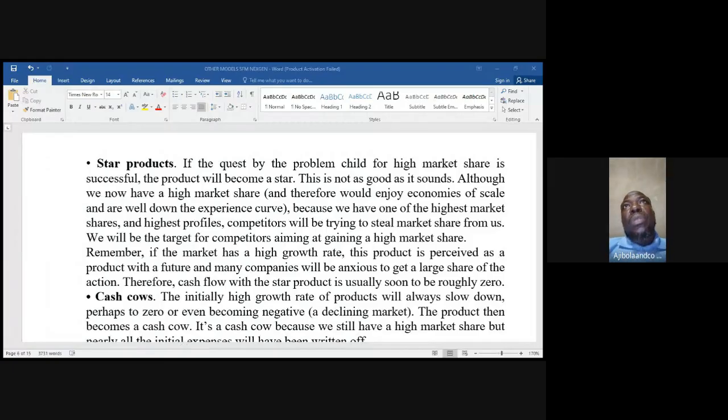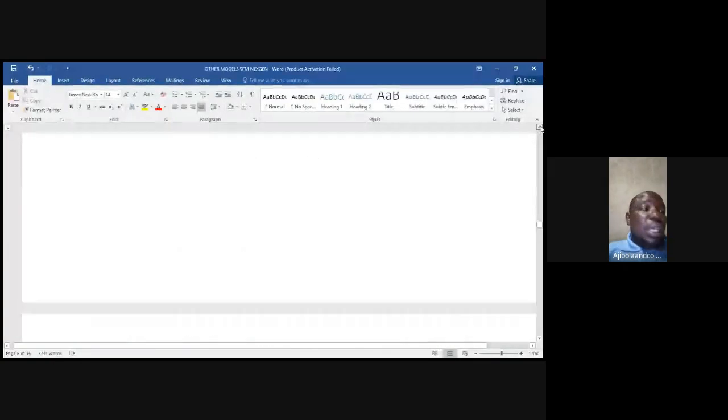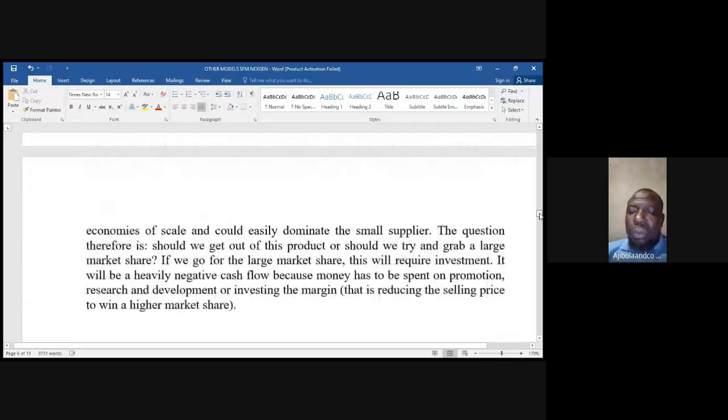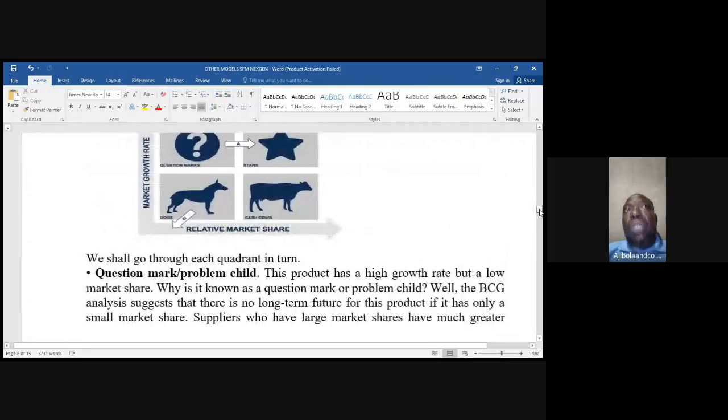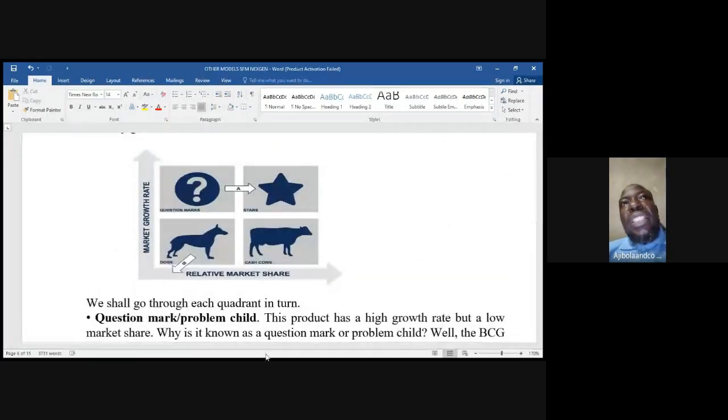We left with the beginning of BCG, and we were able to identify that we have 4 groups of products with the combination of growth rate and market share. By so doing, we identified a set of products called problem child or question mark. Some are referred to as star, some are referred to as cash cow, and some are referred to as dog. So let's start with question mark.